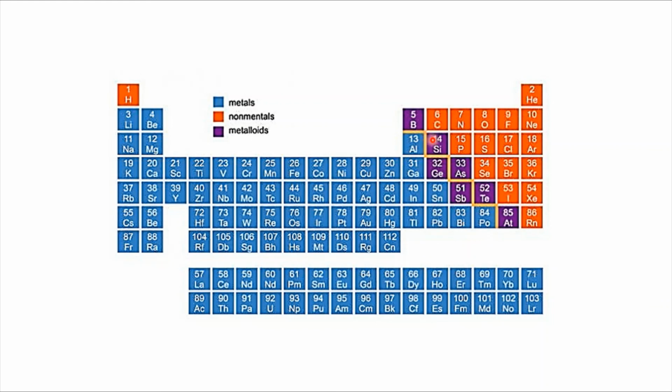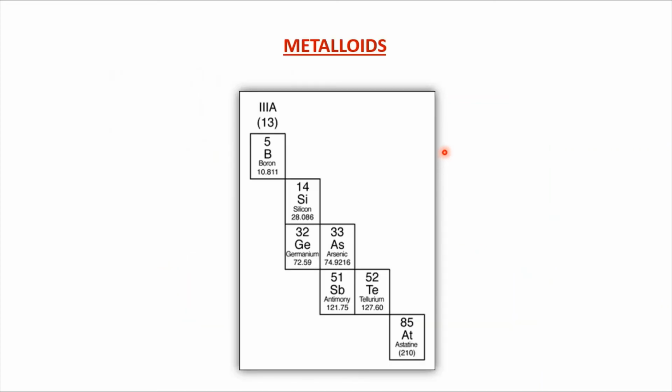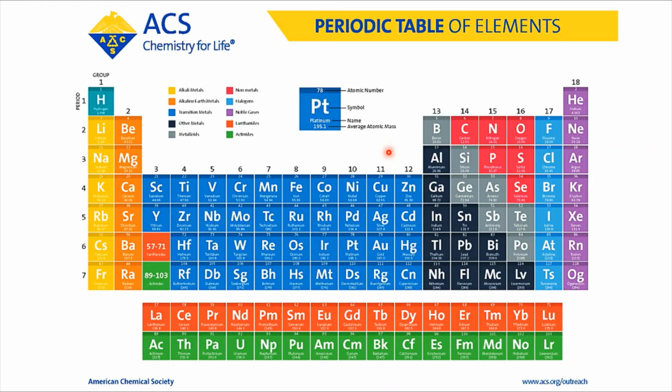Then the elements that border the stair-step line are classified as metalloids. The metalloids or semi-metals have properties that are somewhat of a cross between metals and non-metals. These are the metalloids in the modern periodic table. So that's all about the basis of classification of elements in the modern periodic table.